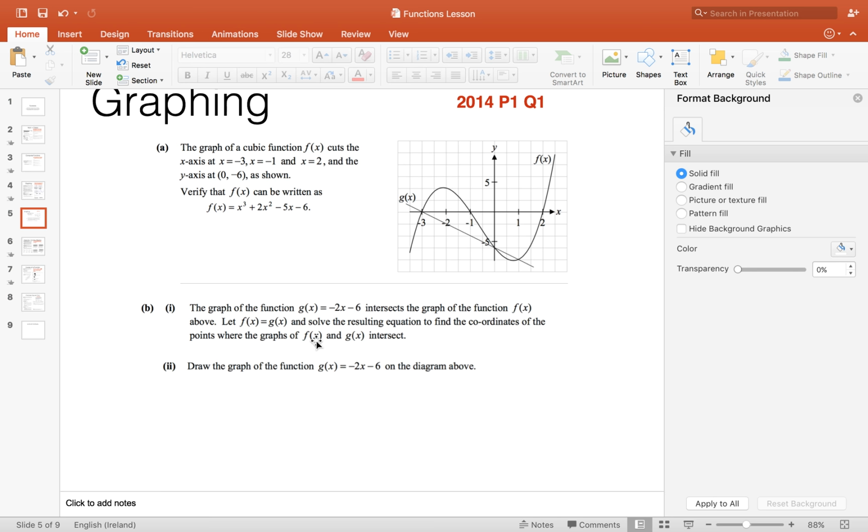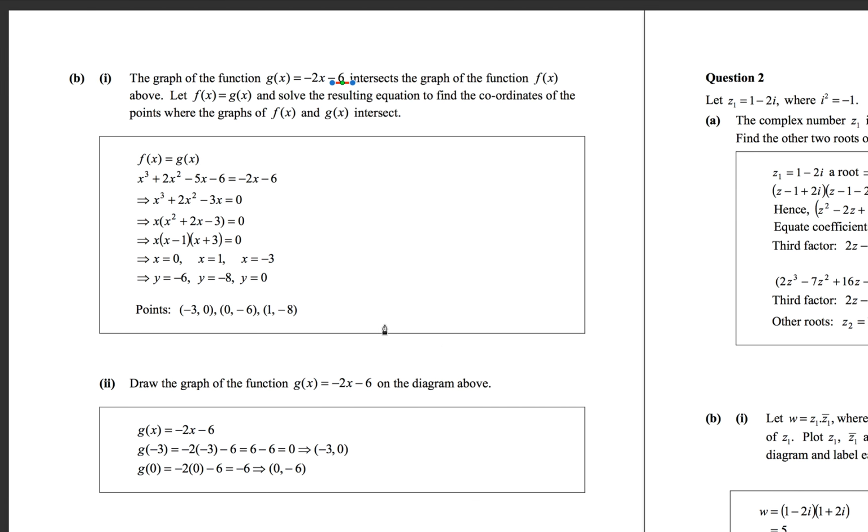Let f of x equal g of x and solve the resulting equation to find the coordinates of the points where the graphs intersect. So do exactly what they say. Set one equal to the other. So f of x is this cubic function. g of x is this linear function. Linear means that the highest power is 1, x to the power of 1. Cubic means the highest power is x to the power of 3 here.